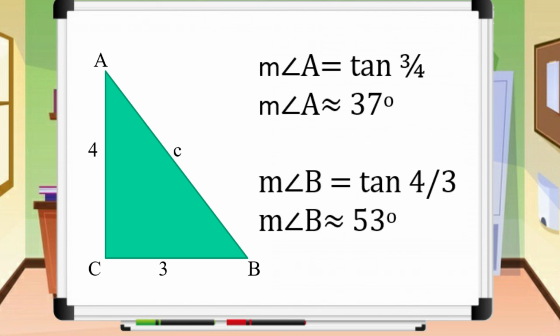Angle A is equal to tangent inverse of 3 over 4. Tangent inverse of 3 over 4 is 37 degrees. So the measure of angle A is 37 degrees. For angle B, solve for the value of tangent inverse of 4 over 3. Tangent inverse of 4 over 3 is 53 degrees. Therefore, angle B is 53 degrees.